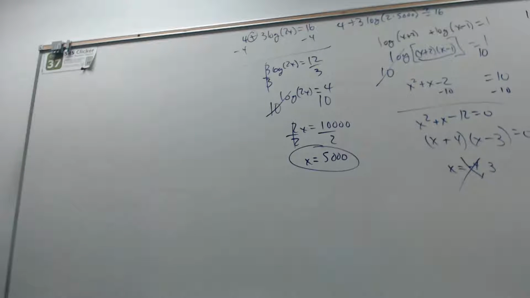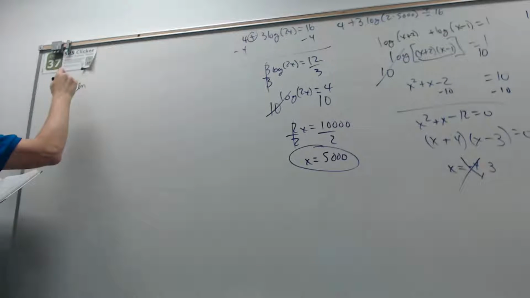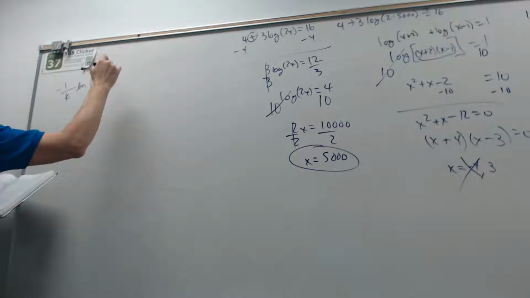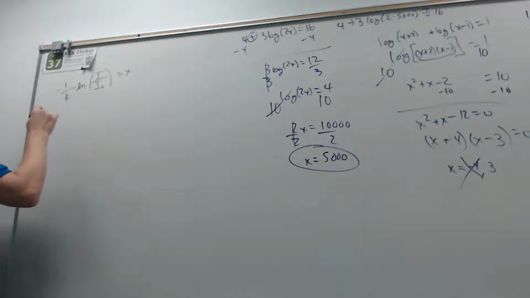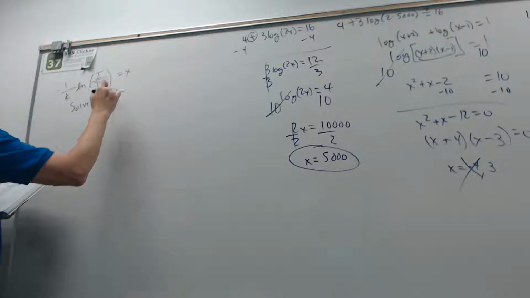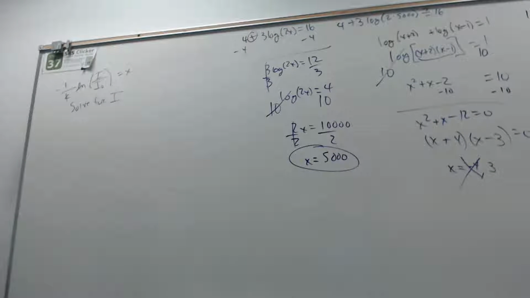Okay, what if I had an equation, 1 over k times the ln of I over I naught equals x, and I said, solve for letter I. What's I naught? A number. I with a 0. All these represent numbers. Is it different than I? All I care about is it's the formula and I want you to solve for a specific letter. Okay?